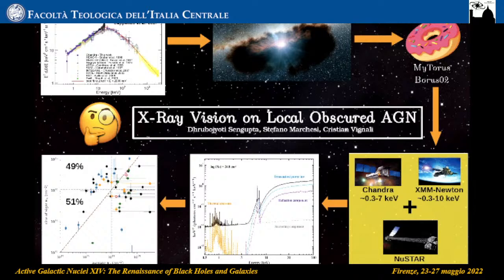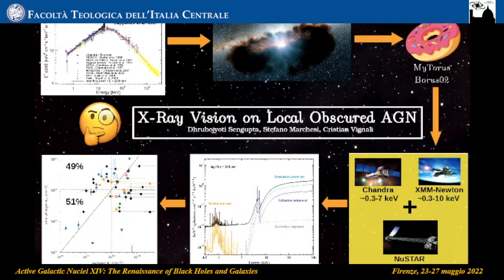We have selected type 2 AGN, Compton thick AGN candidates from the Swift-BAT catalog, which have archival NuSTAR data, and we have used this beautiful donut-shaped torus with physically motivated models, MyTorus and BORUS, on each of the sources. We have taken 55 sources. On each of the sources, we have used Chandra and XMM-Newton data for the energy band less than 10 keV and NuSTAR data for the energy band greater than 10 keV.